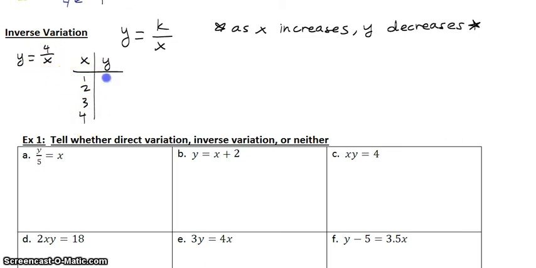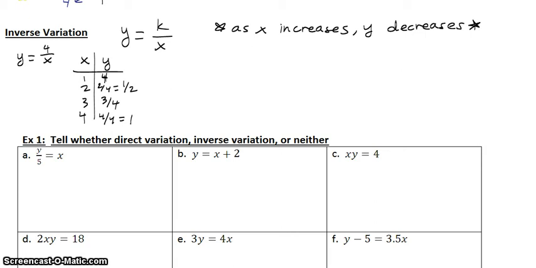So 4 divided by 1 is 4, 4 divided by 2 is 2, 4 divided by 3, 4 divided by 4 is 1. So this is what I mean when I say as the x's are getting bigger, the y's are actually getting smaller. That's what I mean when I say that increases, that decreases.